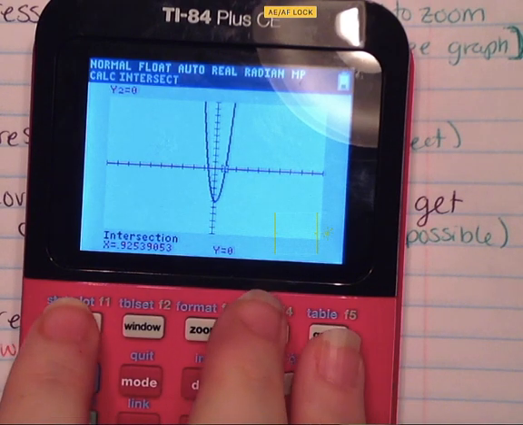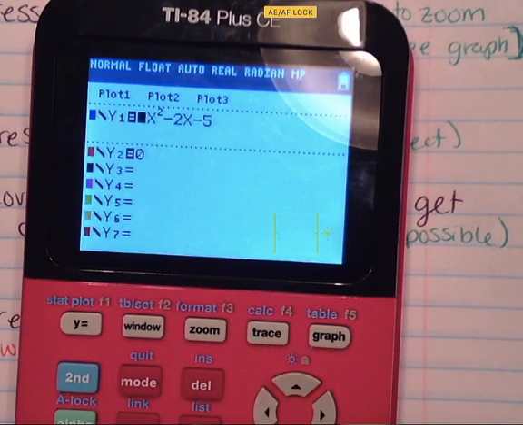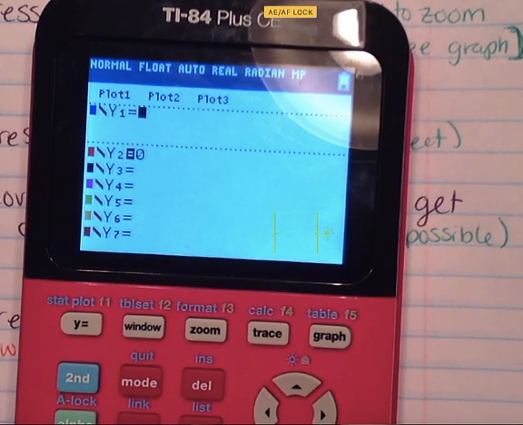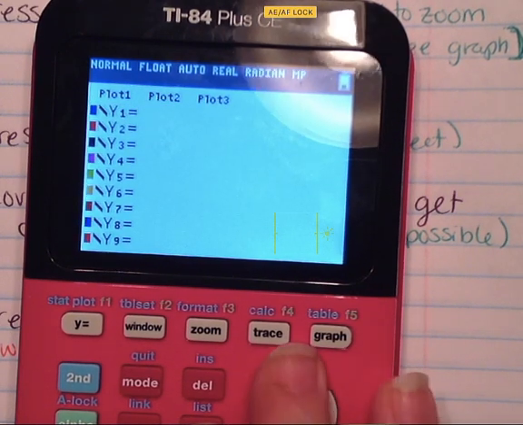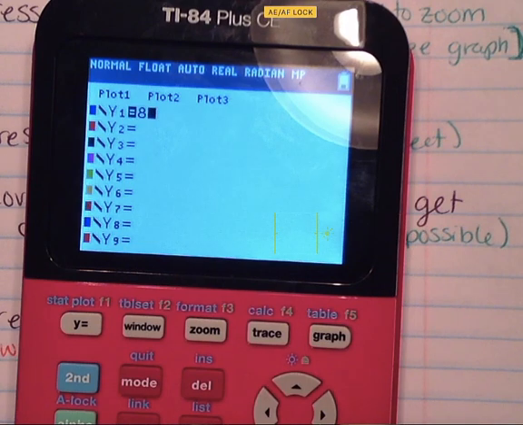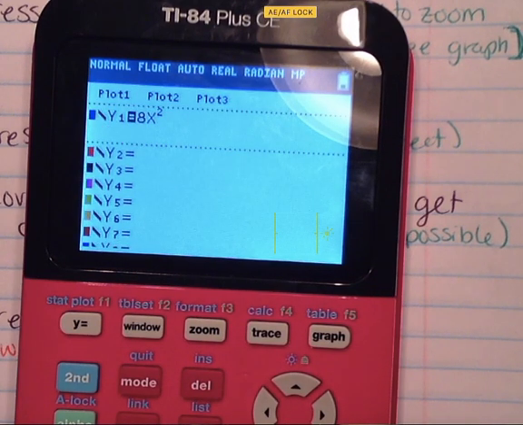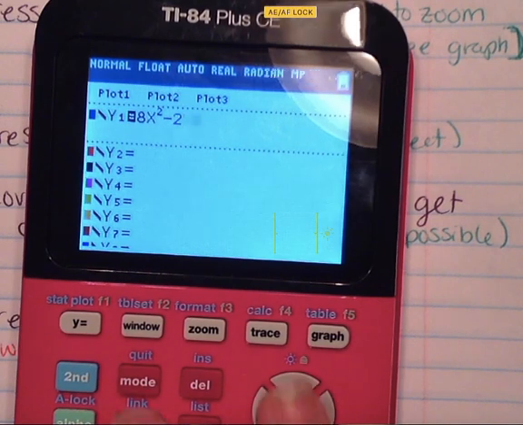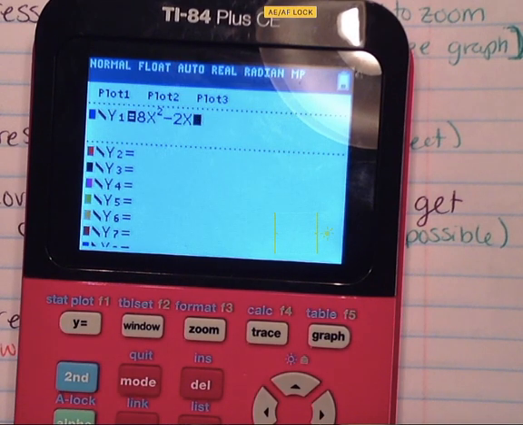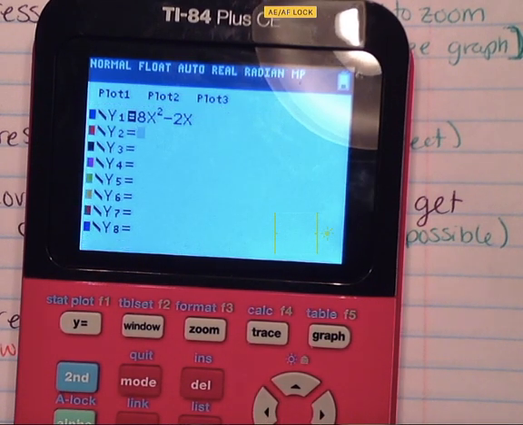Now actually, I want to take this equation again. I'm going to show you another way of looking at this. The original equation said 8x squared minus 2x equals a positive 5. So if it's equal to a positive 5, that's why I got the negative 5, to put it back in the standard form. But I can actually, and I can do this with any graph, I can have 8x squared minus 2x. But then since it said equal to 5, I can actually go down to my y2 and say I want it to equal 5.